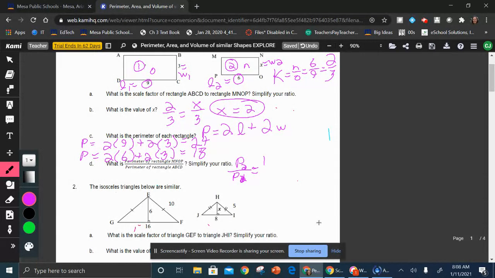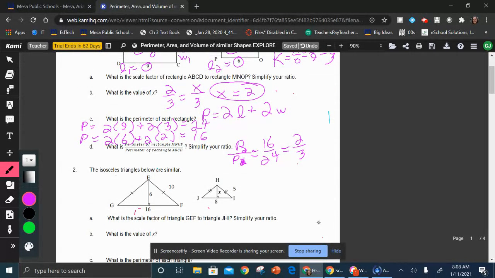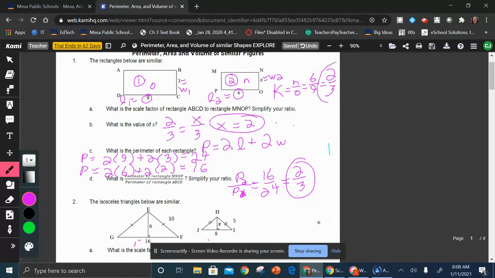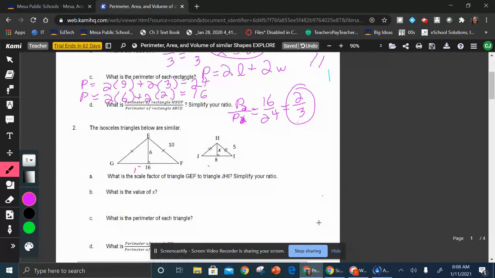is equal to 18. And that, everybody, should be, that actually should be 2 right there. I don't know why I put 3. But anyways, that's 18 over 24. And we can also put it in decimals or scientific, and it equals 3/4. Notice that our scale factors and our ratio for the perimeter are congruent.